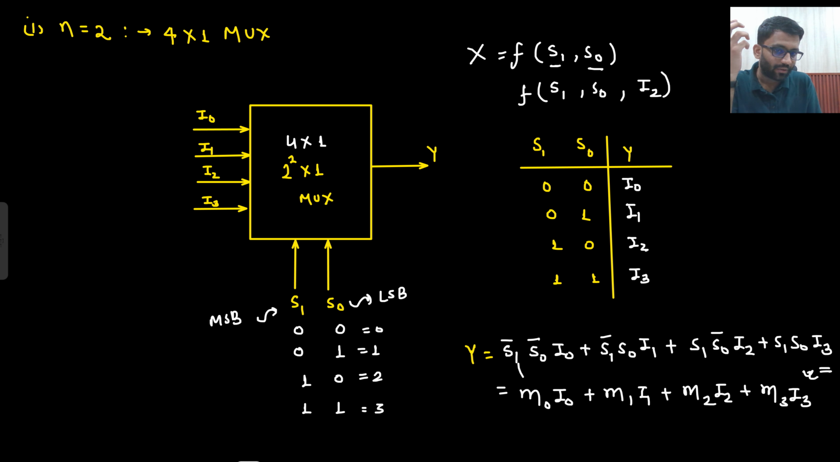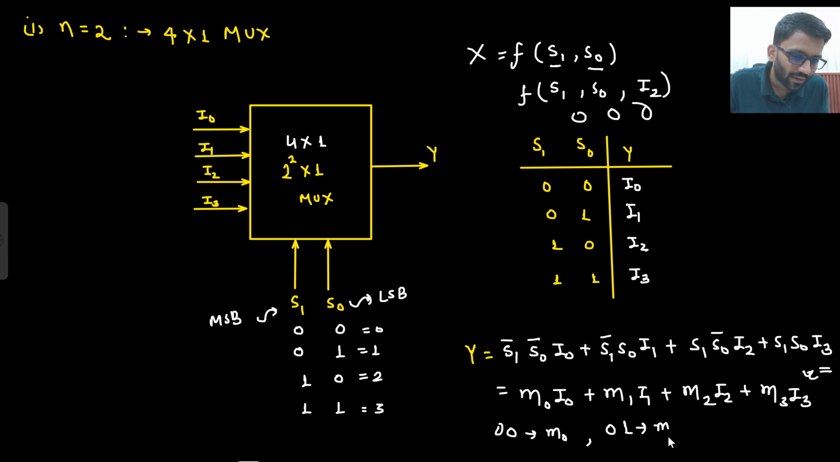Then I cannot write this is my m0, because my m0 will be 0 0 0, and it's not necessary that your I2 is 0. Are you getting this point? It will depend on s1, s0 and I2. But if it is only depending on s1 and s0, then I certainly know that 0 0 will belong to m0, 0 1 will belong to m1, 1 0 will belong to m2, and 1 1 will belong to m3. If my Boolean expression is a function of s1 and s0, only then can I write it down.